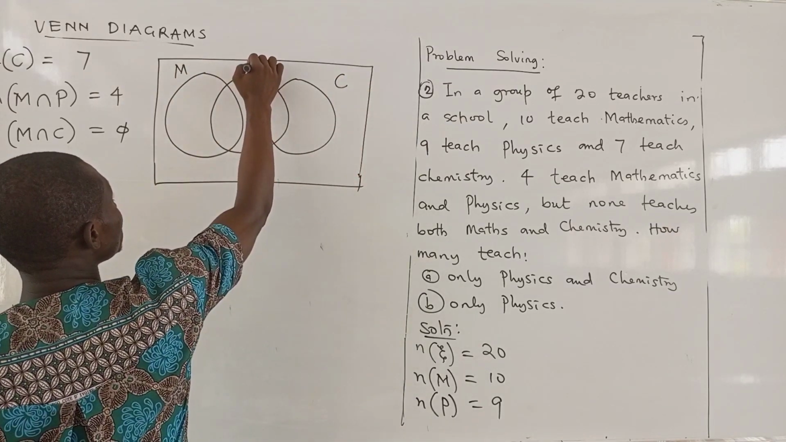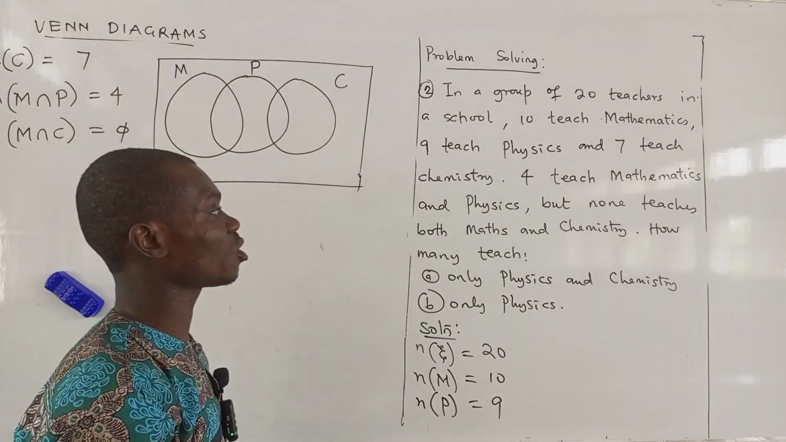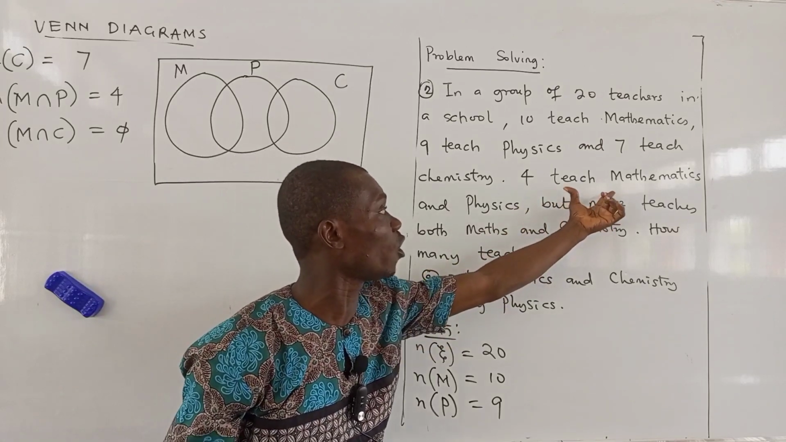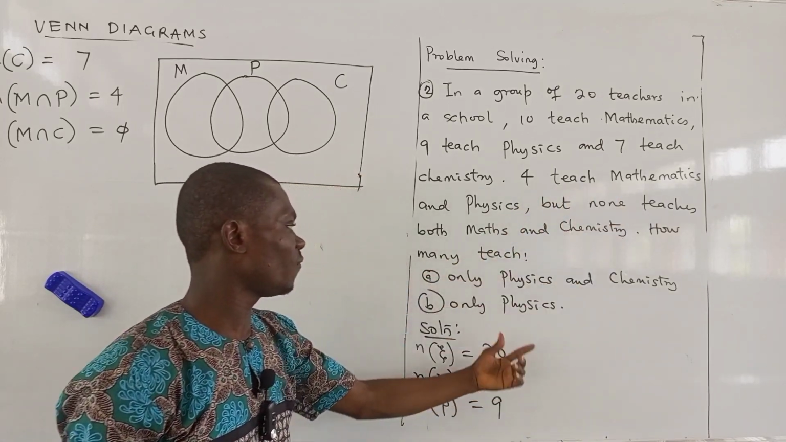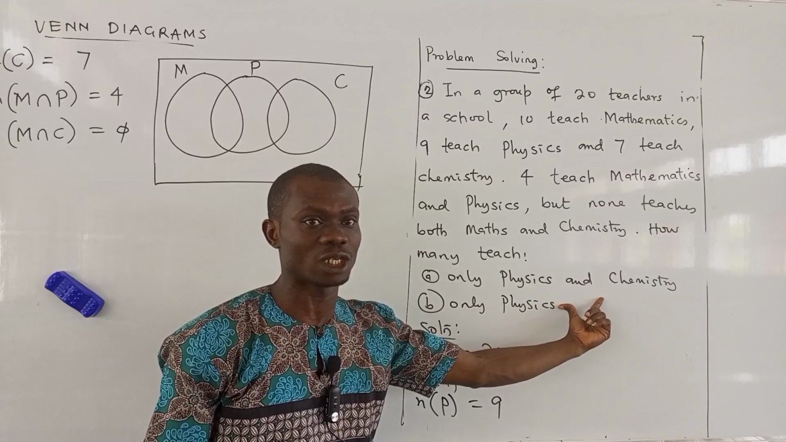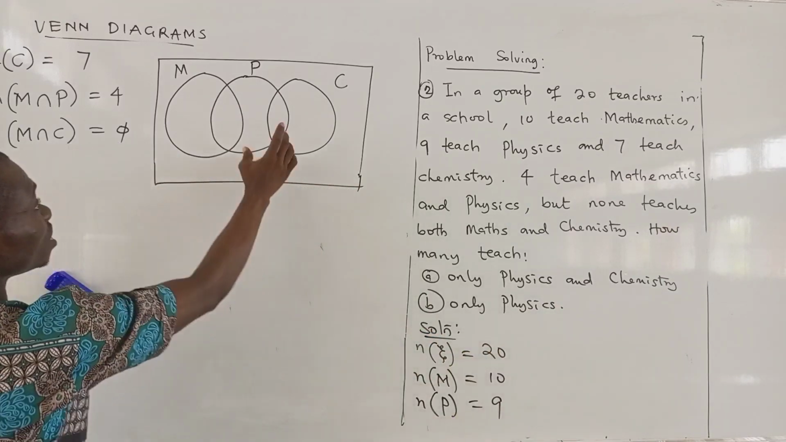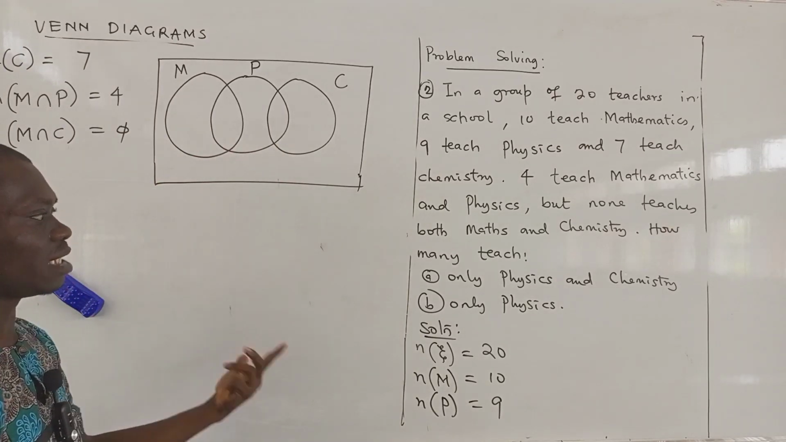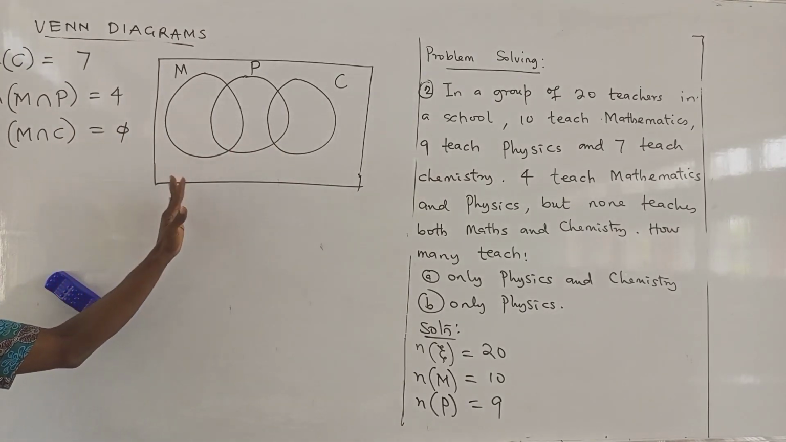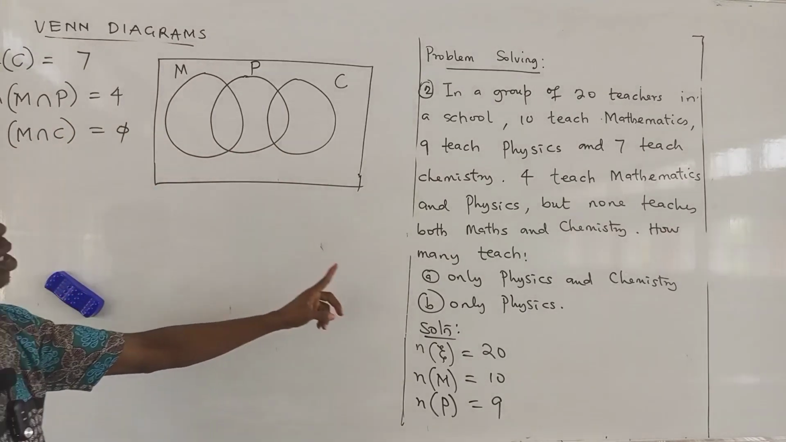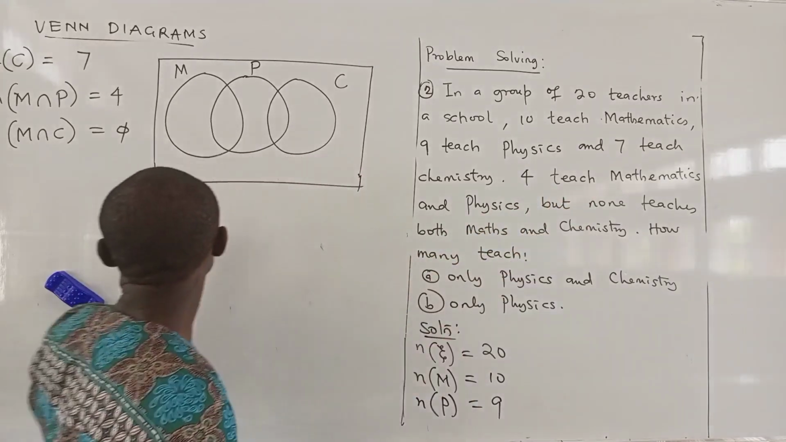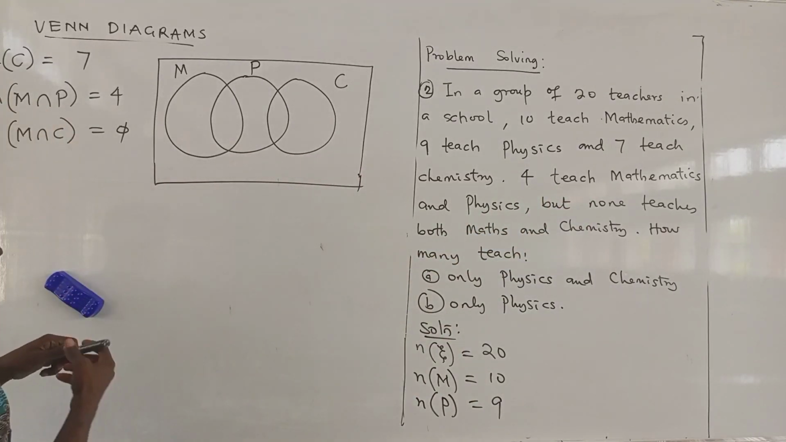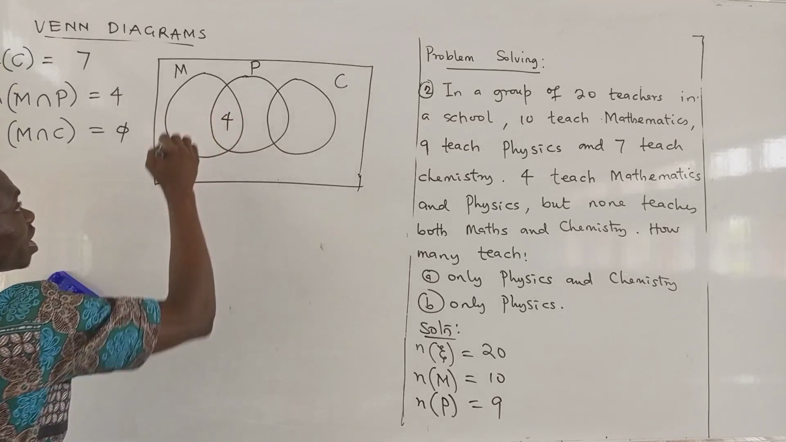So that means physics will be at the center because physics connected with maths here. 4 is teaching maths and physics, and physics is connecting with chemistry in the question we are given. And so that means this is the connection for the two of them. And so please note, like I said, that in representing on Venn diagram, always start with the intersection. So that means I will start with this. So here now, physics and maths is 4. So there are 4 teachers here.